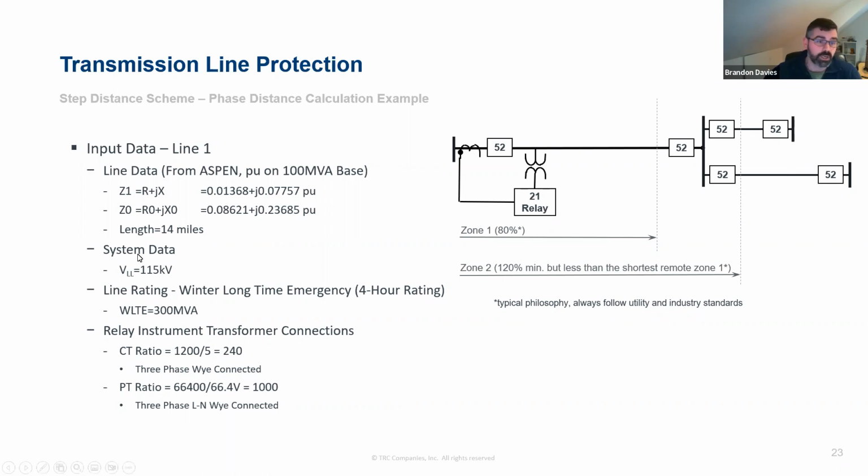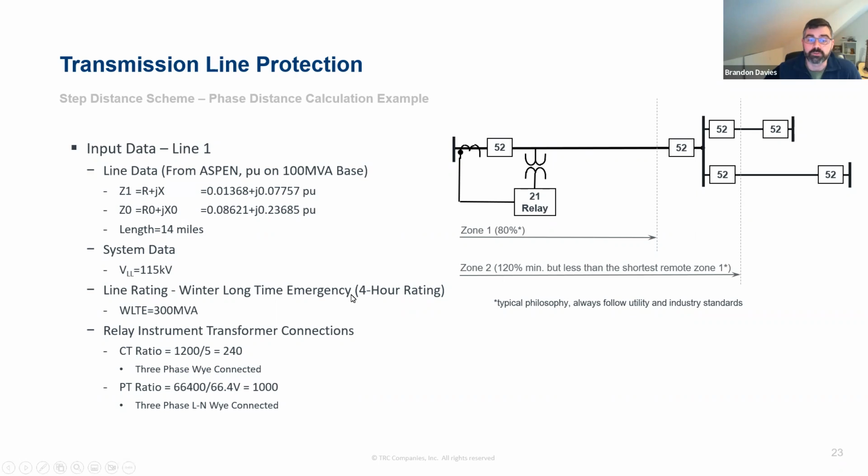We're also going to need some system data, so we need to know the operating voltage, and we're going to need to know the line rating. So as we talked about with loadability, we've got a variety of ratings that we'd be working with. And in this case, we're going to be looking at the winter long-term emergency rating, which is a 4-hour rating. This is how long the system operators can operate the line at this level before it's going to cause damage to the equipment. So this is how far they can push it for 4 hours.